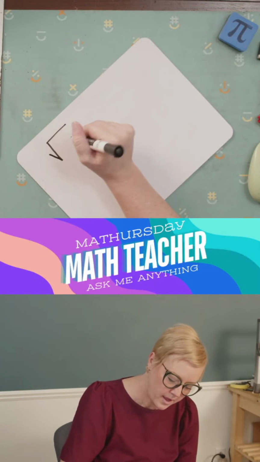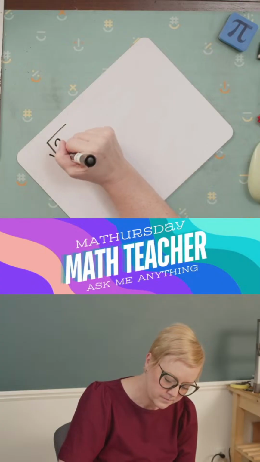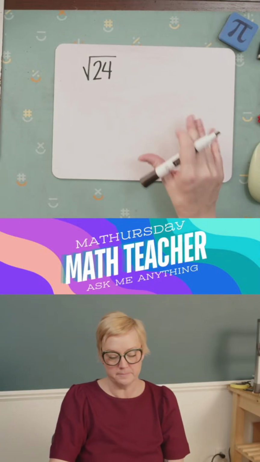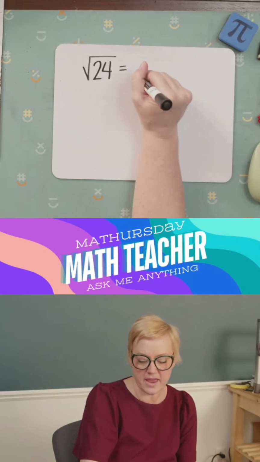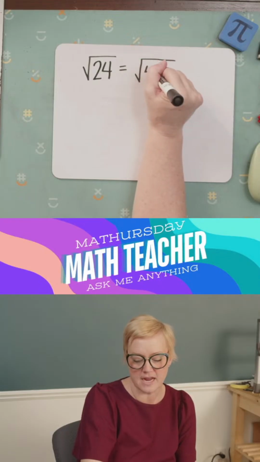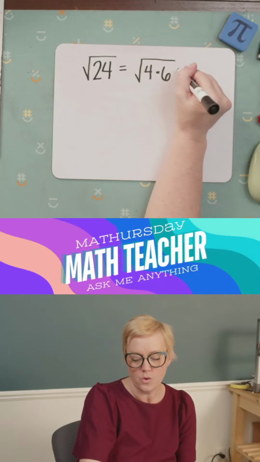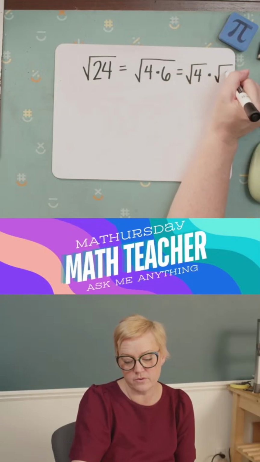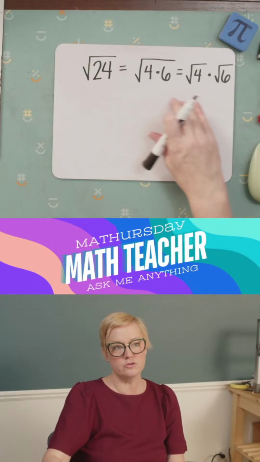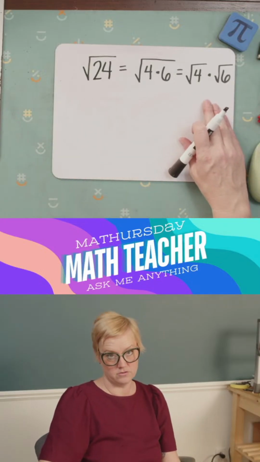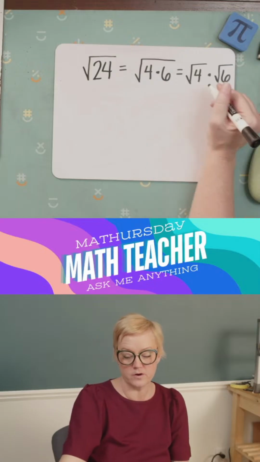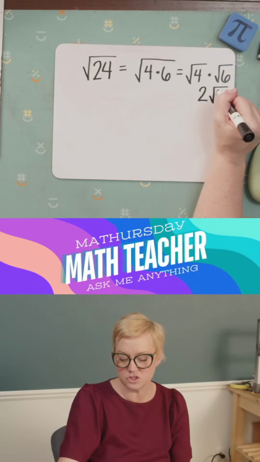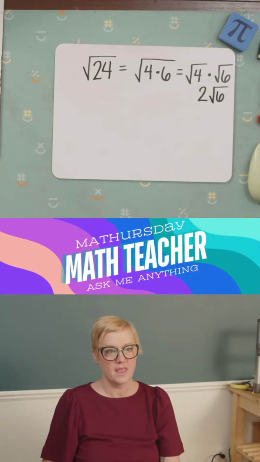Okay, so multiplying radicals. So square root of, let's say, square root of 24. We're going to kind of work backwards with this, okay? So square root of 24 is the same thing as square root of 4 times 6, which is the same thing as the square root of 4 times the square root of 6. Now, this is what we use when we're simplifying radicals, okay? Because the square root of 4 is 2. Square root of 6, we can't simplify it, so it becomes 2 square root 6.